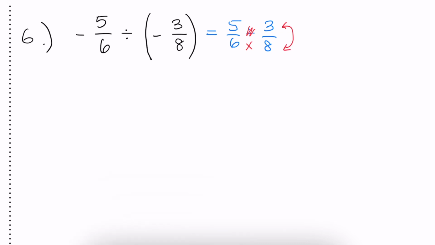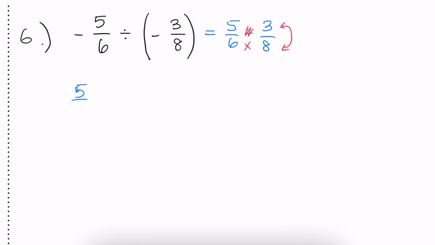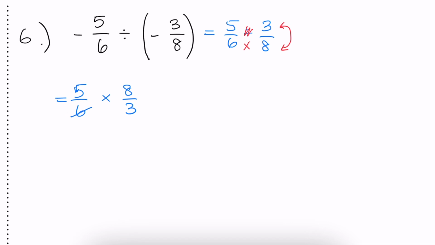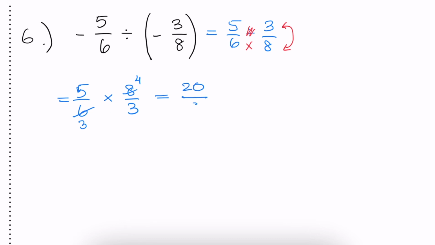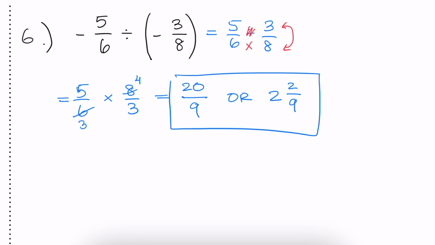So it'll look like 5 over 6 times 8 over 3. Now I'm going to simplify a little bit. I'm going to divide this and this by 2, so you get 3 and 4. And then 5 times 4 is 20, 3 times 3 is 9, and that is your final answer. You could also write this as 2 and 2 ninths.